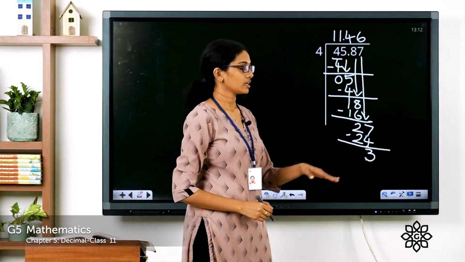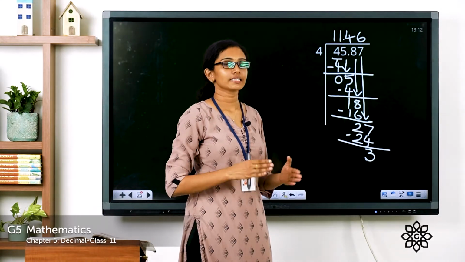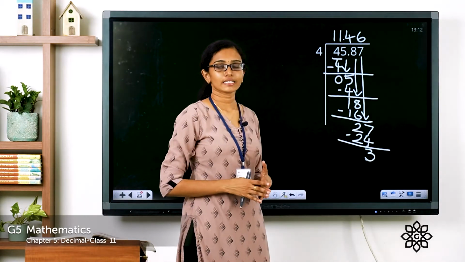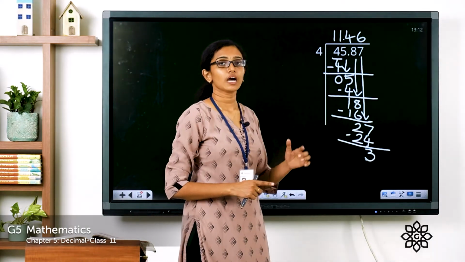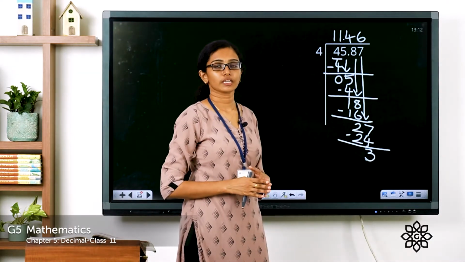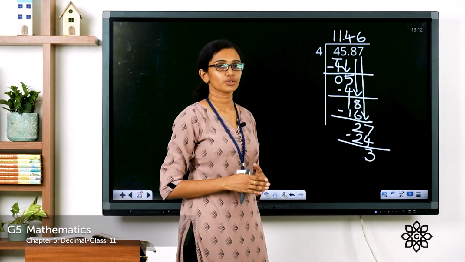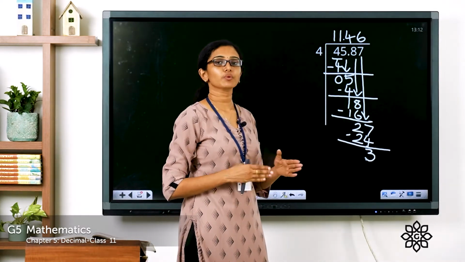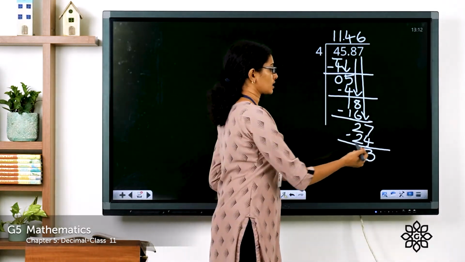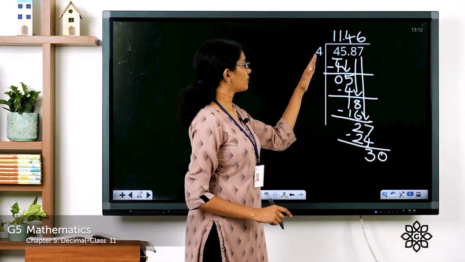Now, here we got 3, but this 3 is not the remainder. Like I said before, when we divide a decimal number by a whole number, you have to proceed the division until you get 0 as the remainder. So, now we got the number 3 here. So, what you should do? You can add 0 to the right of this 3 and proceed with the division like this. You put a 0 here, then divide 30 by 4.